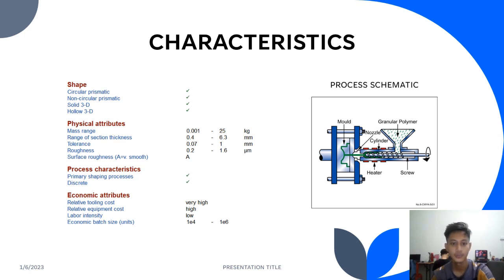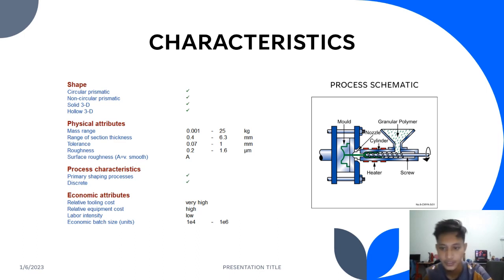Tolerance 0.07 until 1 mm. Roughness 0.2 until 1.6 micrometer. Surface roughness is area. Process characteristics also have two: primary shaping processes and discrete. The economic attributes are different from blow molding. The relative tooling cost is very high, relative equipment cost is high, but labor intensity is low. The economic batch size is 10^4 until 10^6.